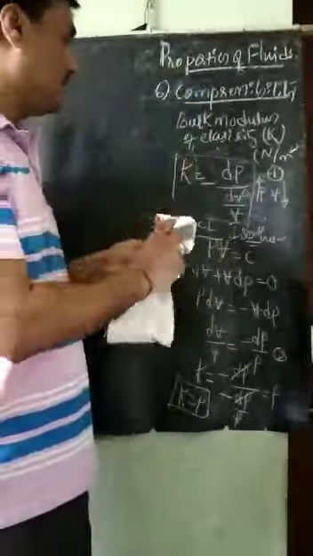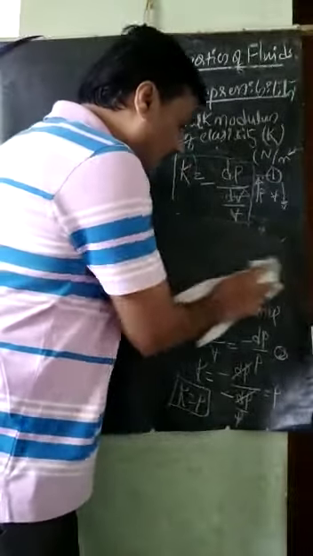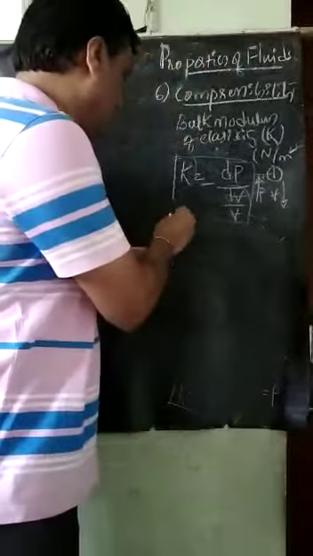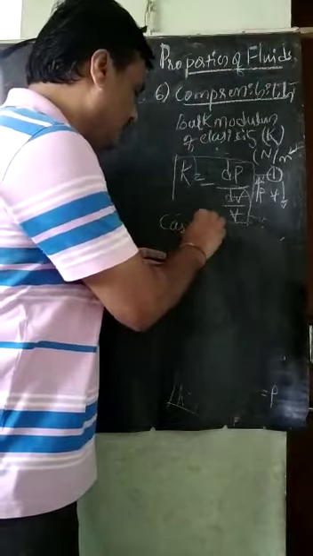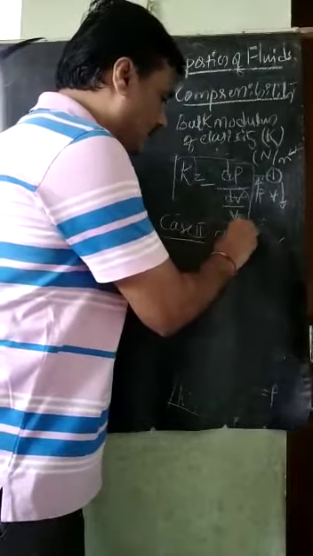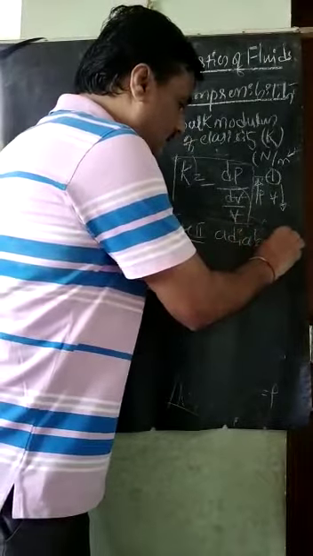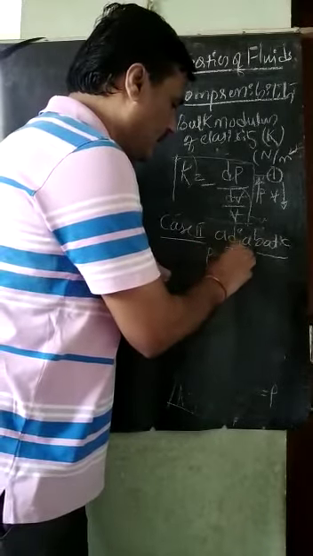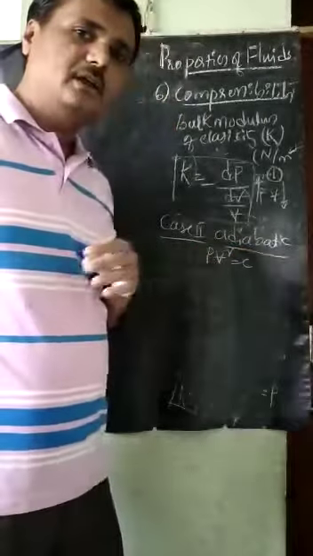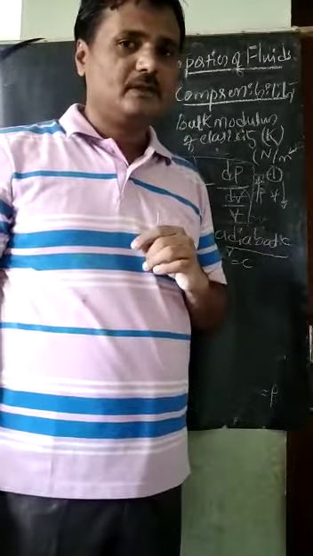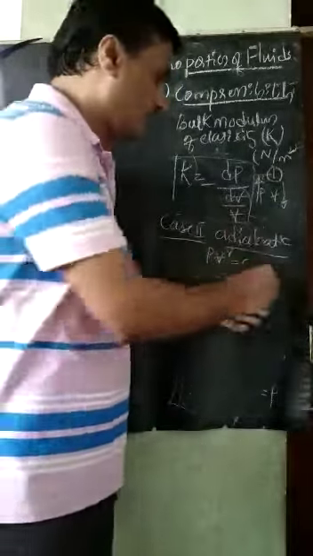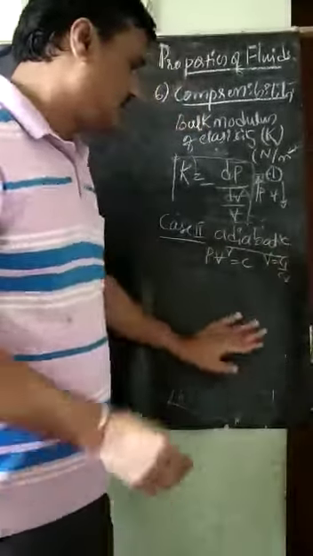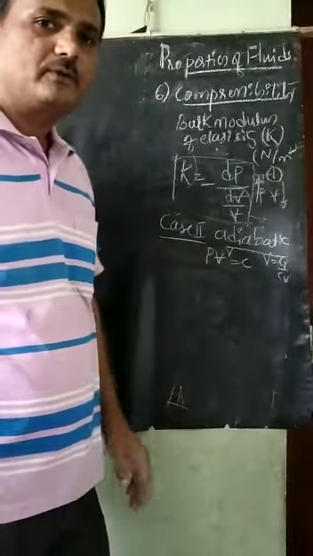But in case of the adiabatic process here, if I take case 2, adiabatic process, the governing law for the adiabatic process is PV raised to gamma is equal to constant, where gamma is the adiabatic constant. The gamma is equal to Cp divided by Cv, as you know. This is the governing law for the adiabatic process here.